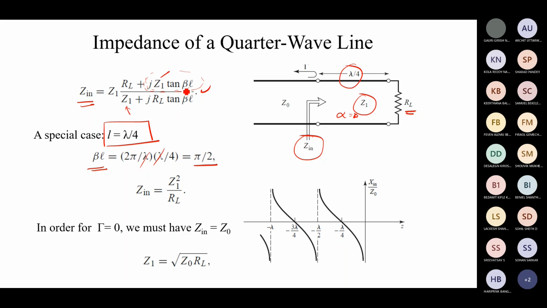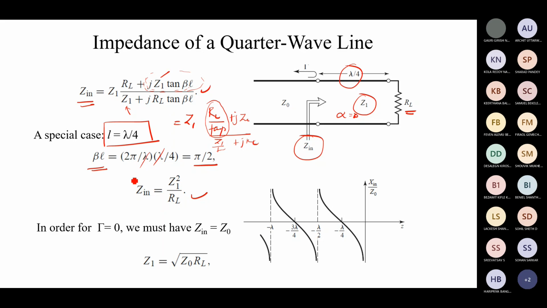So what people generally do is put it in the denominator. How to do that? You just divide the entire term, numerator and denominator, by tan beta L. So you will get Z1 RL by tan beta L plus J ZL, divided by Z1 divided by tan beta L plus JRL. Now when you substitute beta L equal to pi by 2, this term alone will go to 0. By this we can get the remaining part.